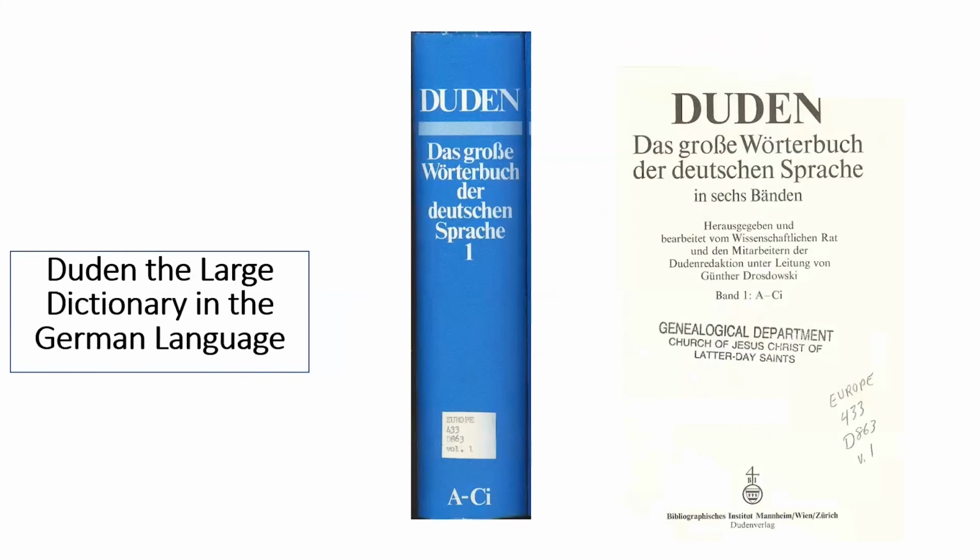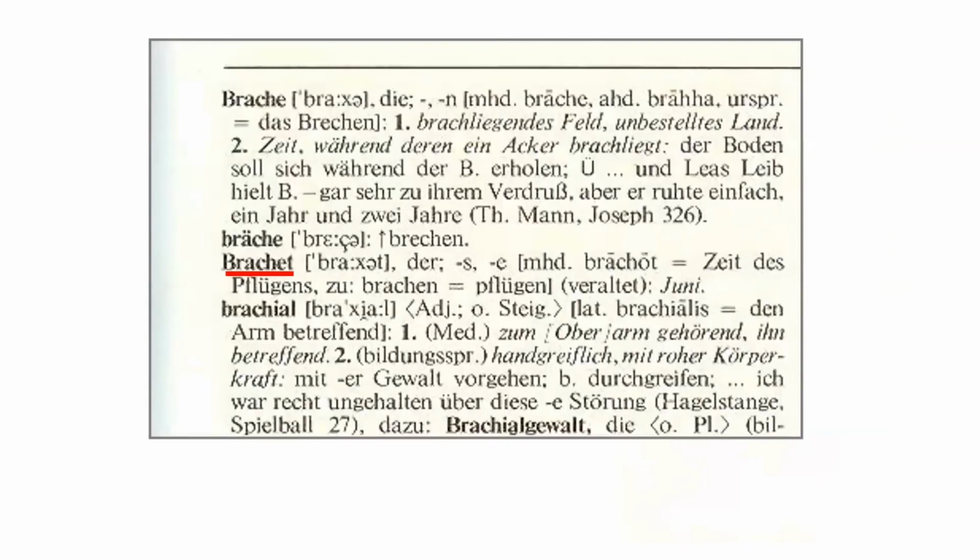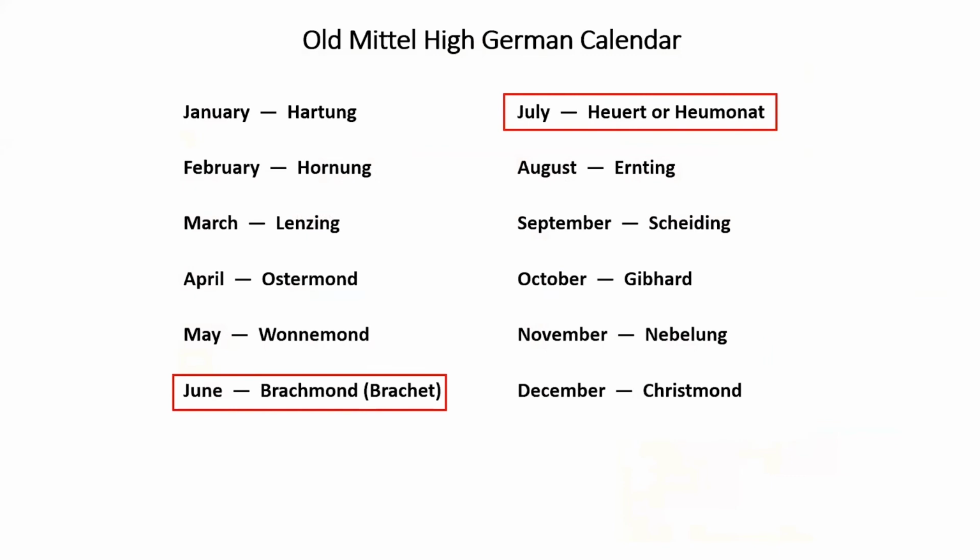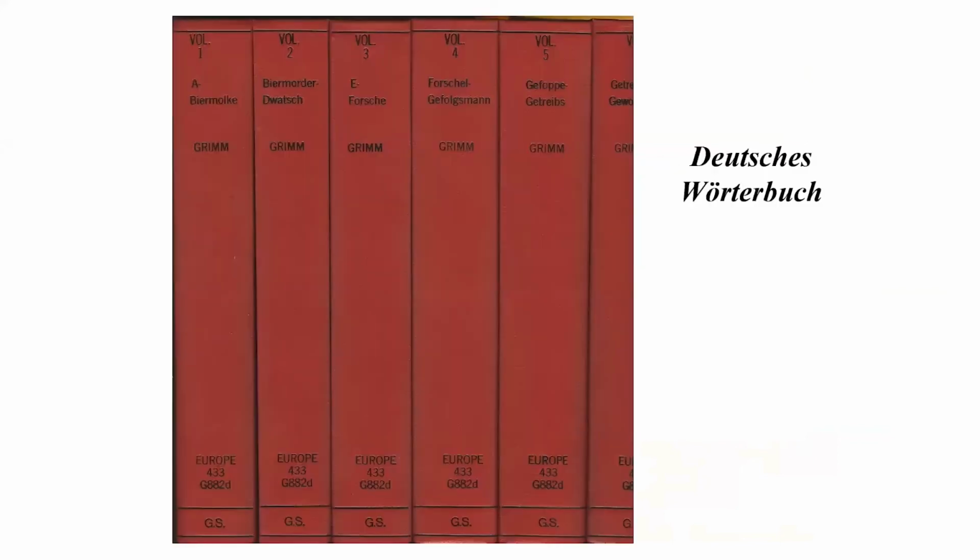This 6-volume work is called Duden, das große Wörterbuch der deutschen Sprache, or Duden, a large dictionary of the German language. Brachmonat is a form of the term Brachet that is listed in Duden, where it says that it's a veraltet, meaning antiquated or archaic term for the month of June. The Brachmonat and Heumonat, these 2 months pertain to the Old Middle High German calendar, which was often used in the early church record.